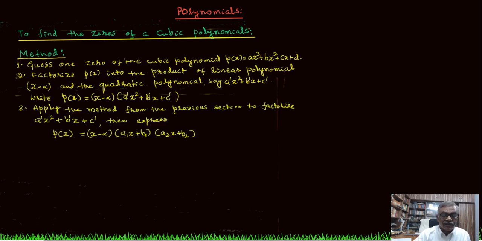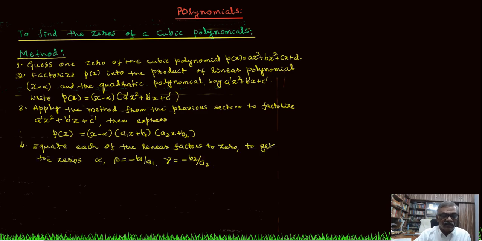Now apply the method from the previous section to factorize a'x² + b'x + c', because we have discussed the factorization of the quadratic polynomial. And then write p(x) = (x − alpha)(a1x + b1)(a2x + b2), and thereby equate these linear factors to zero to get the zeros: alpha, beta = −b1/a1, and gamma = −b2/a2.